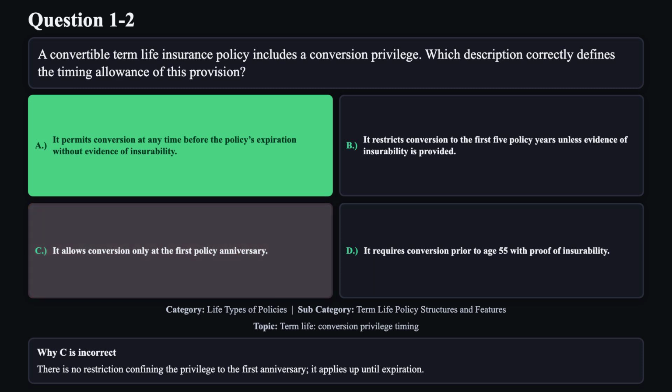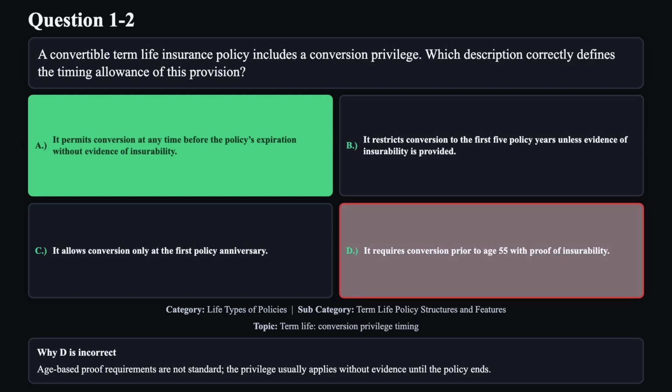Reason C is not correct. There is no restriction confining the privilege to the first anniversary. It applies up until expiration. Reason D is not correct. Age-based proof requirements are not standard. The privilege usually applies without evidence until the policy ends.